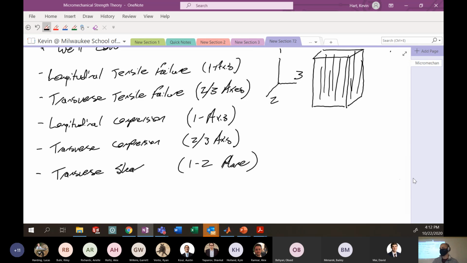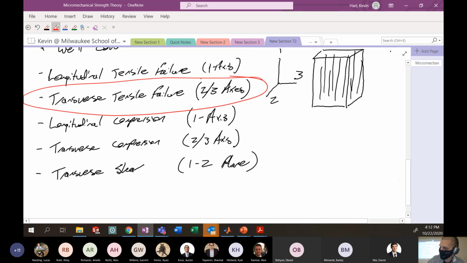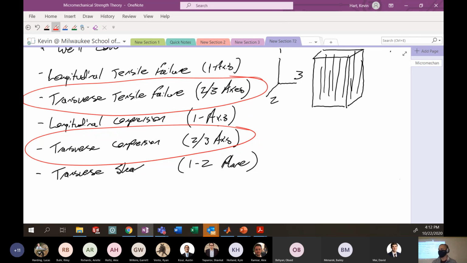All right. Some of these are easy. Some of these are difficult. Okay. The ones that are easy are going to be transverse tensile failure and transverse compression. And why do we think those are going to be easy to analyze? Think about loading in the 2 and the 3 directions. What's going to dominate that behavior?